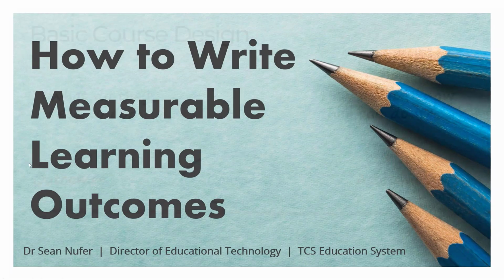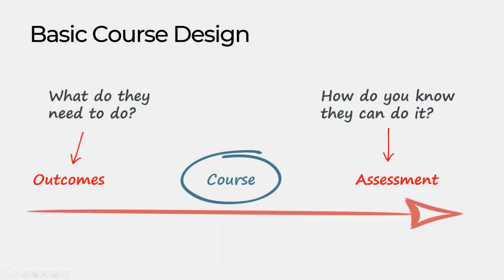So we're going to look first at basic course design, and this is the most basic that I could possibly make the course design process. The components are, we have the outcomes, we need to define what it is that the students need to do, and at the end of the course we have an assessment. How do you know that they can do what they need to do? And in between those outcomes and assessments is the course content.